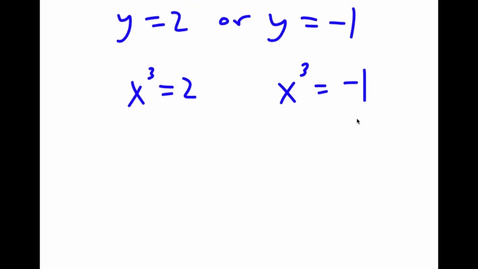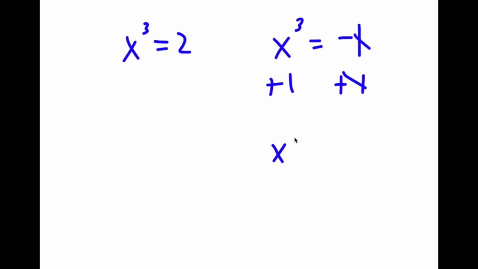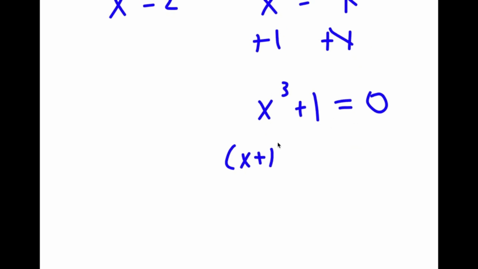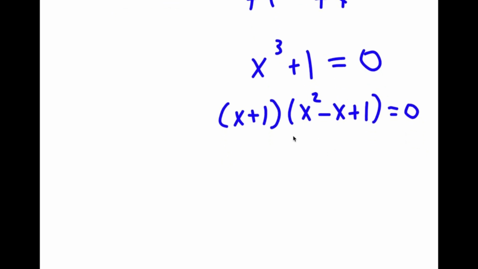So first off, for x to the power of 3 is equal to negative 1, I'm actually going to start by adding 1 on both sides, so I have x to the power of 3 plus 1 is equal to 0. Now this is the same thing as x plus 1 times x squared minus x plus 1 is equal to 0. And this gives me two equations.